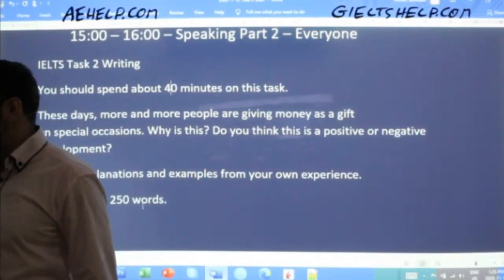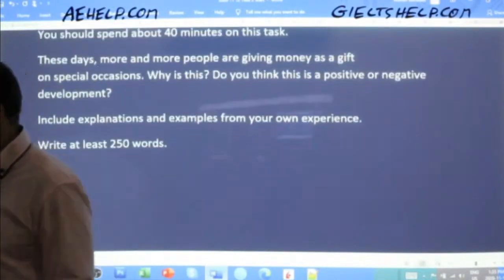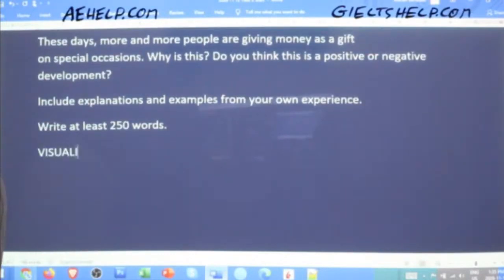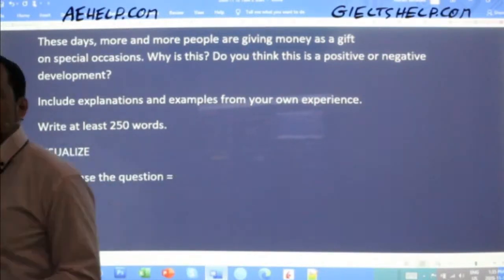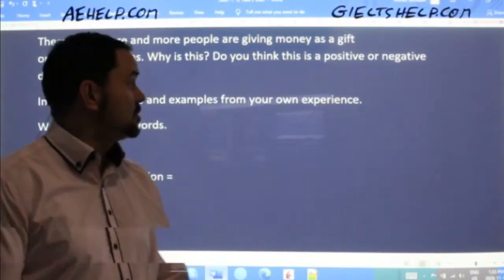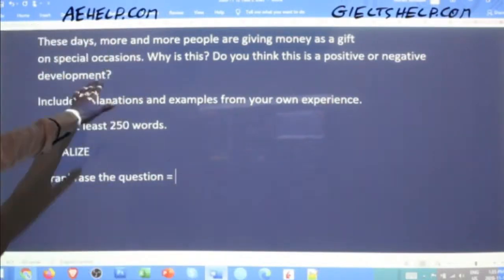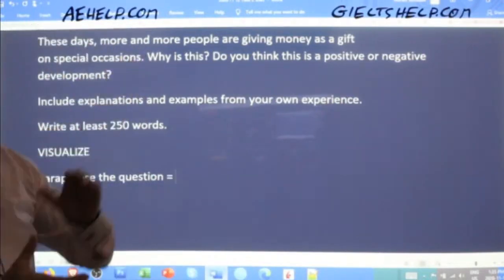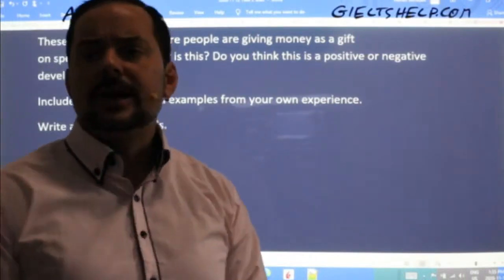Of course, to make sure that you can think about this a little bit more deeply, first of all, start to visualize it. So visualize giving, getting money for gifts. Okay. Think critically, and of course, paraphrase the question in your own words. So let's do that now, members. So take this question and paraphrase it, okay? I'm going to do the same, and then we will compare it, okay?